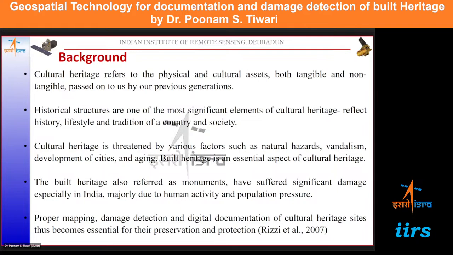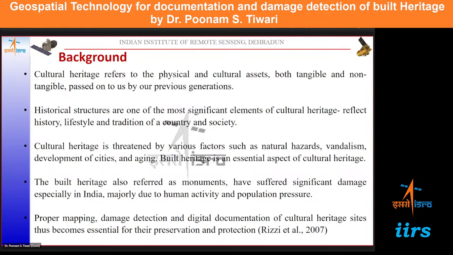These structures were constructed hundreds or thousands of years ago, and over this period of time these structures become aged, and because of which they are not able to sustain themselves. So proper mapping, damage detection and documentation of these built heritage becomes very, very essential, so that we can preserve and protect these heritage.